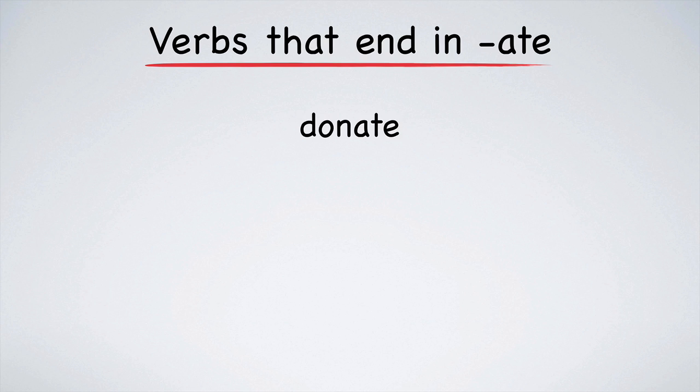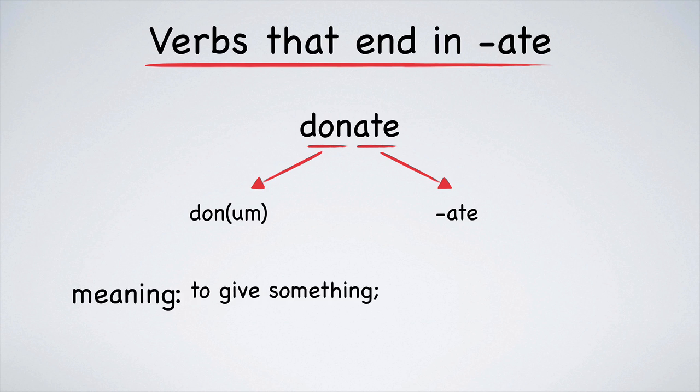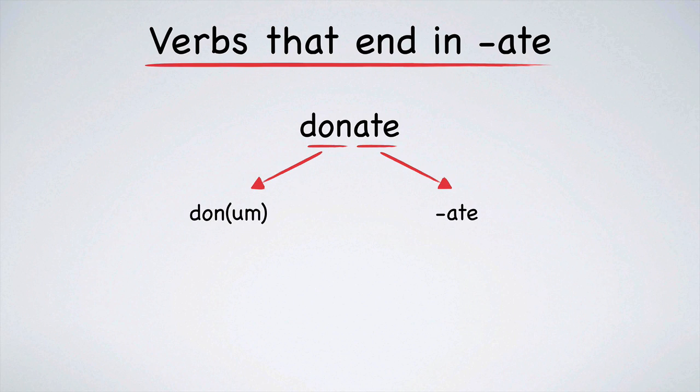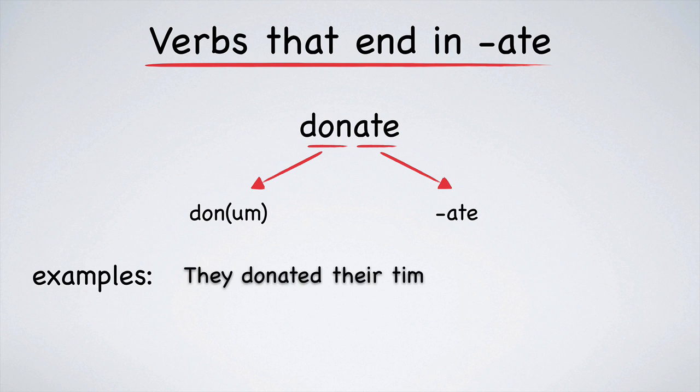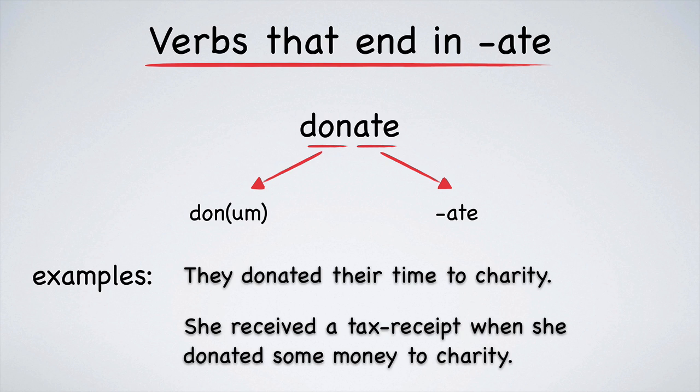Another verb formed in this way is donate. It comes from the Latin word donum, which means gift. Later on, the word donation was created, which means something that is given, especially to charity. Donate, then, means the action of giving something away to charity. I bet you'd like to see some examples. Here they are. They donated their time to charity. She received a tax receipt when she donated some money to charity.